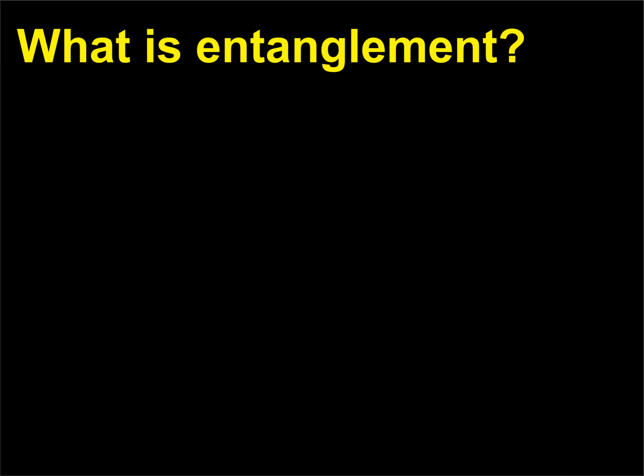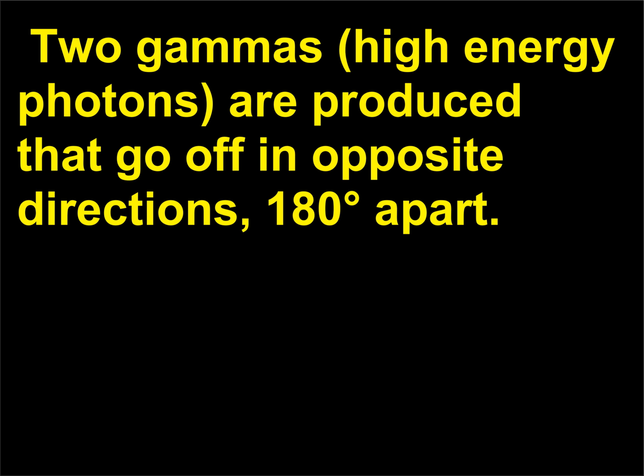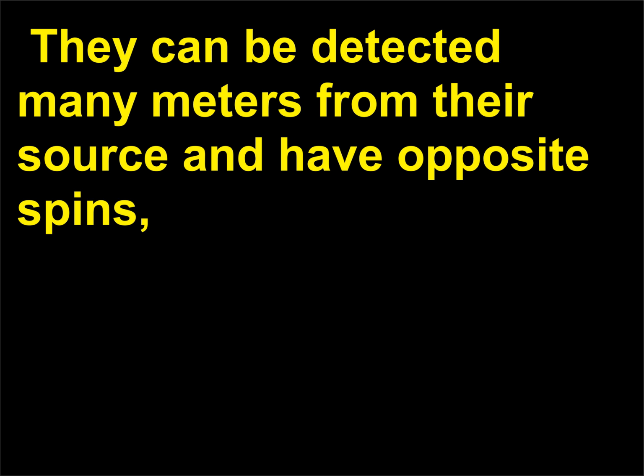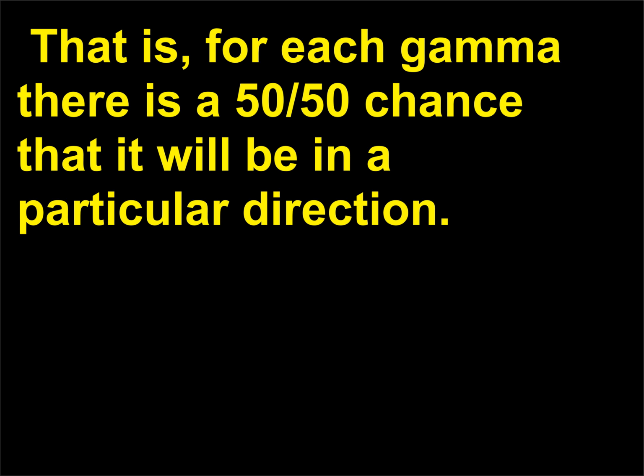What is entanglement? Consider what happens when a positron and electron annihilate. Two gammas, high-energy photons, are produced that go off in opposite directions, 180 degrees apart. They can be detected many meters from their source and have opposite spins. But which gamma has which spin is a random choice. That is, for each gamma there is a 50/50 chance that it will be in a particular direction.